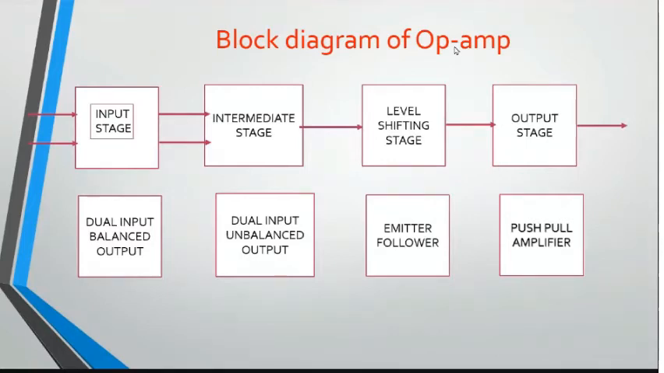Why is a number of stages required? Because it has to perform two things. It has to amplify the signal and it also has to perform mathematical operations. And these mathematical operations, as you know, are so many. So it should be able to perform all kinds of mathematical operations. That is why it has a number of stages. There are 4 stages basically inside the op-amp.